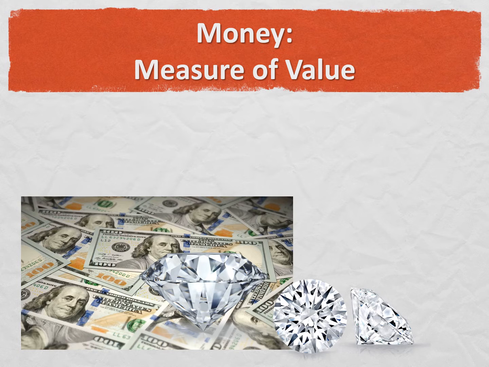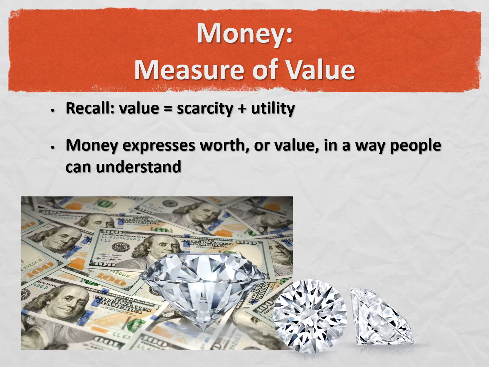But money is the measure of value. So if you think back to our first unit, value equals scarcity plus utility. So how rare is it and how much is it used? Money expresses worth or value in a way that people can understand. Like, how do I know diamonds are valuable, right? Well, we know that they are.